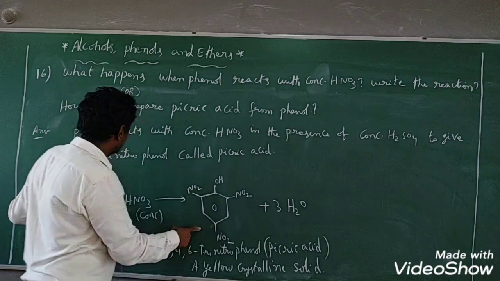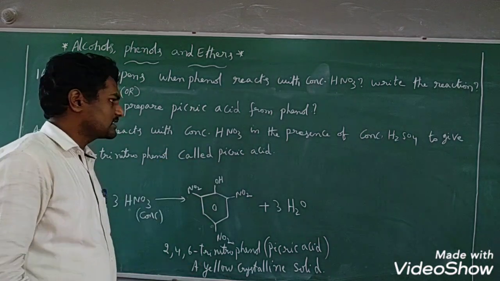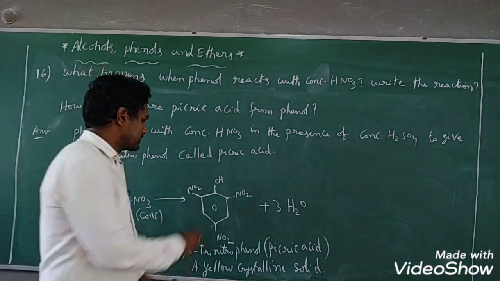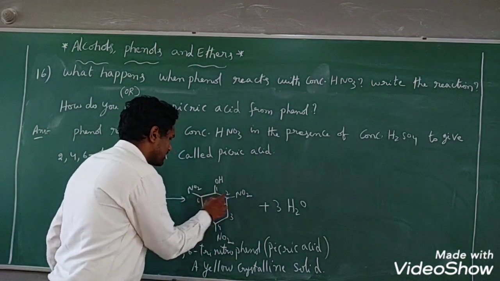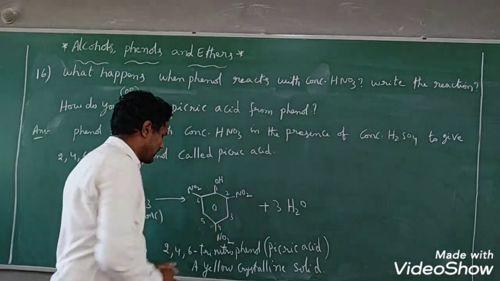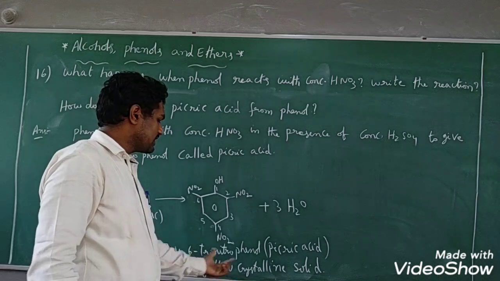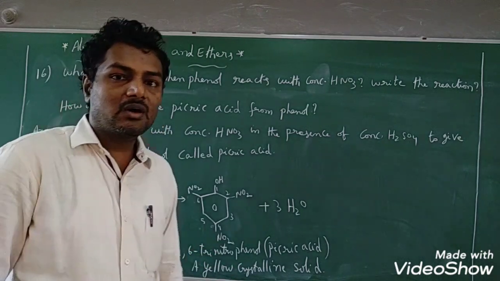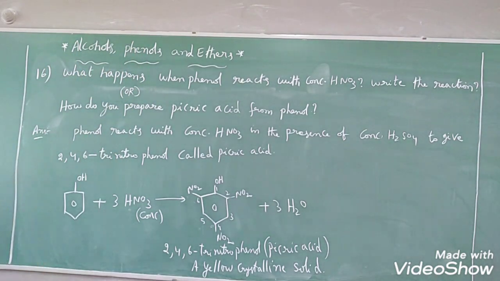So because of that reason, when phenol reacts with concentrated HNO3 in the presence of concentrated H2SO4, it gives 2,4,6, see that 1, 2, 3, 4, 5, 6, 2,4,6-trinitrophenol, which is also called picric acid, which is a yellow crystalline solid. This picric acid is a what? Yellow crystalline solid, students. It is a very important question. Copy this one.